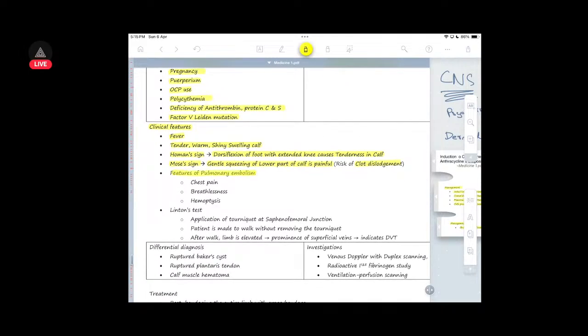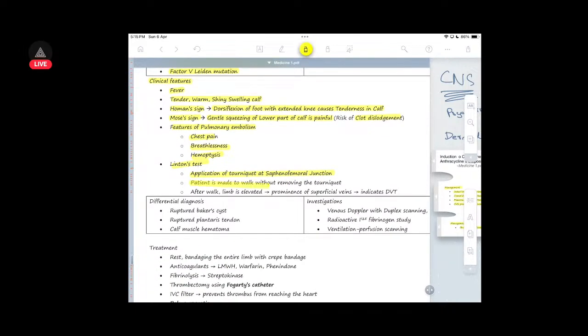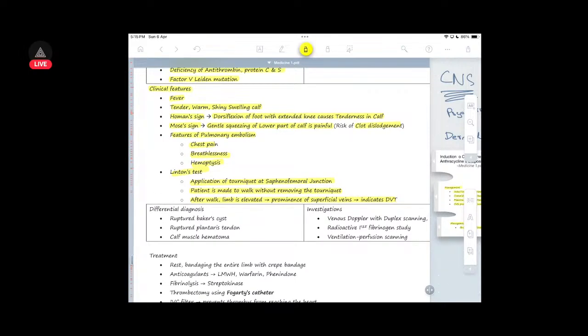So features of pulmonary embolism: you have chest pain, breathlessness, hemoptysis. Perthes test is application of tourniquet at the saphenofemoral junction. Patient is made to walk without moving the tourniquet. After the walk, limb is elevated. If there is a prominence of superficial veins, then it indicates deep vein thrombosis.